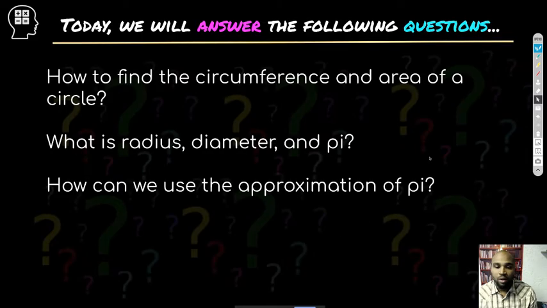But let's start with our questions for today. How to find the circumference and area of a circle. What is radius? What is diameter? And what is pi? You've probably heard of these words if you're watching this video already and want to become more familiar with them, or maybe you haven't and this is your first time, but either way, we'll go over those today. How can we use the approximation of pi? When is that important? And what does that even mean?